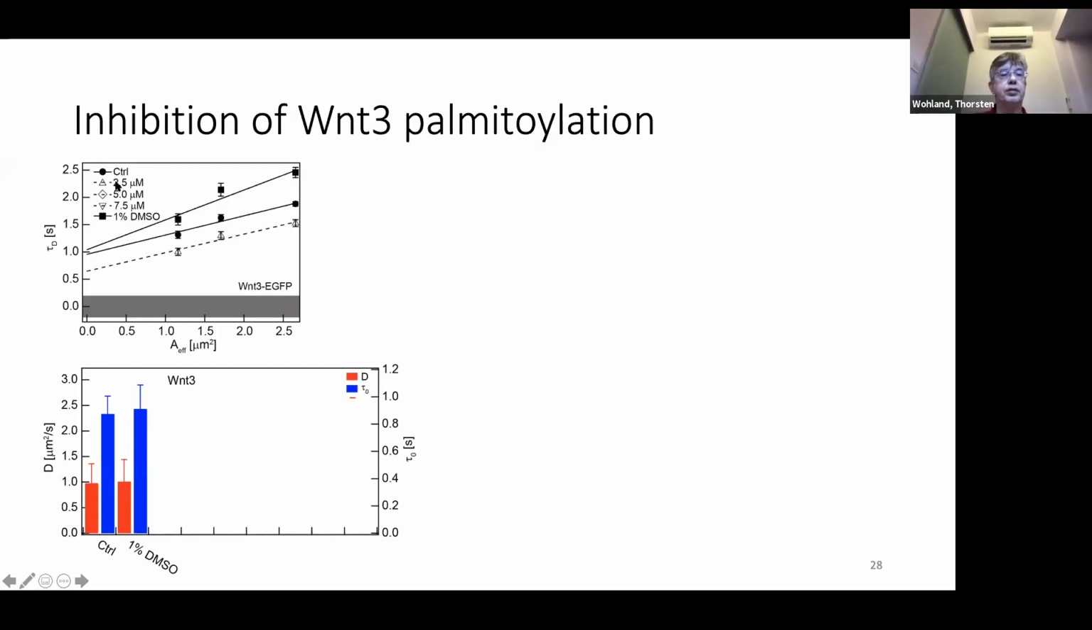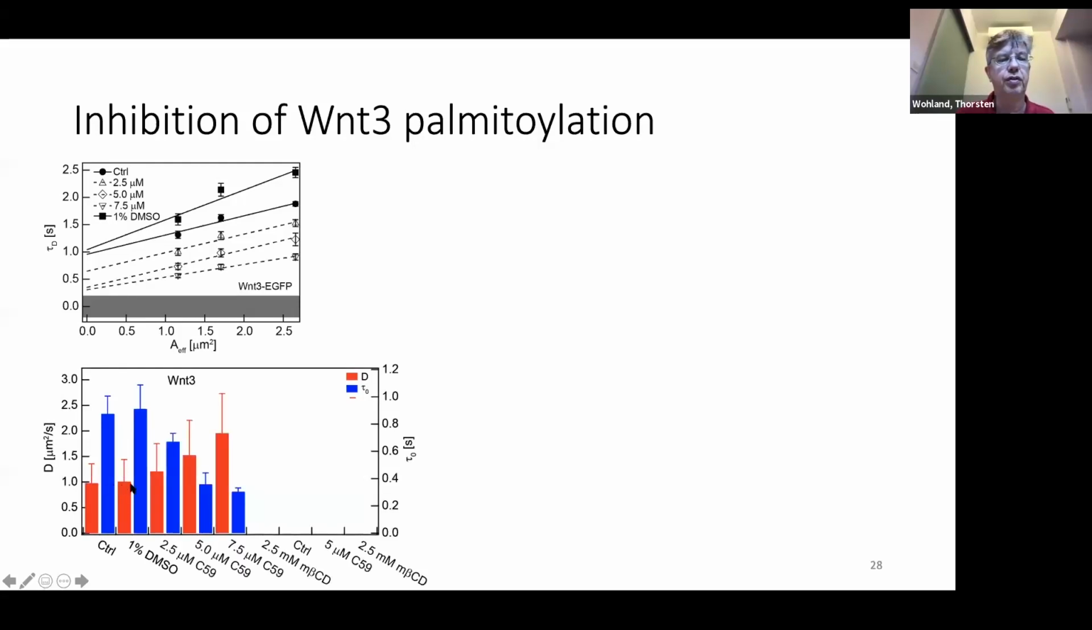Now we can add a drug, 2.5 micromolar of a drug called C59. C59 inhibits porcupine, so Wnt3 is not lipidated. Clearly we see a drop in the intercept. So Wnt3 is still on the membrane, despite us having removed some of the lipidation, but it's not as trapped anymore as before. And if we put more of the C59 in, the lower the values go.